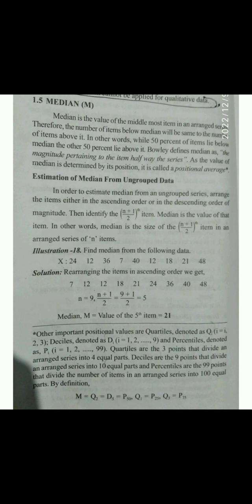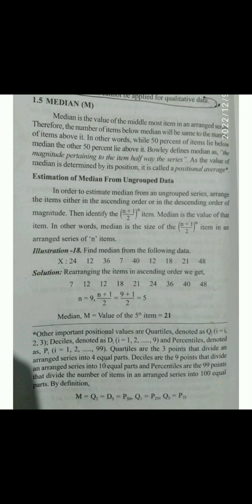In simple terms, 50% of items lie below the median and the other 50% lie above it. That is the meaning of the number of items below the median being the same as the number above it.